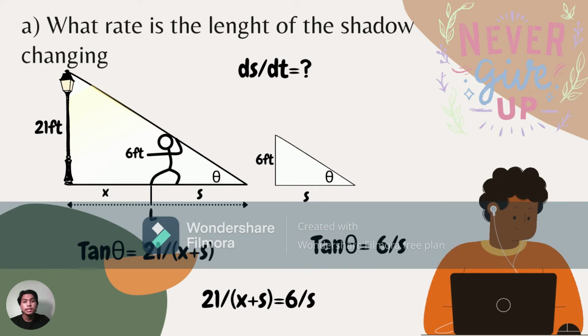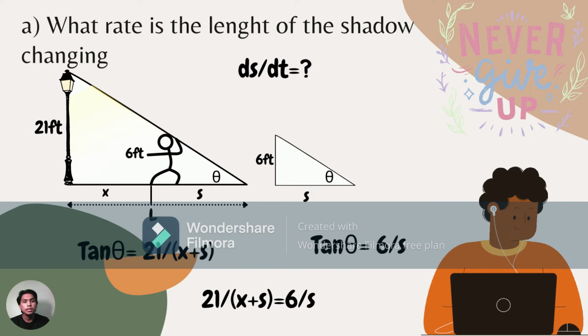X is the distance between the man and the street light, while S is the length of the shadow that forms behind the person from the light. L is the sum of X and S. On the smaller triangle, the height represents the man, who is 6 feet tall, and S is the length of the shadow.